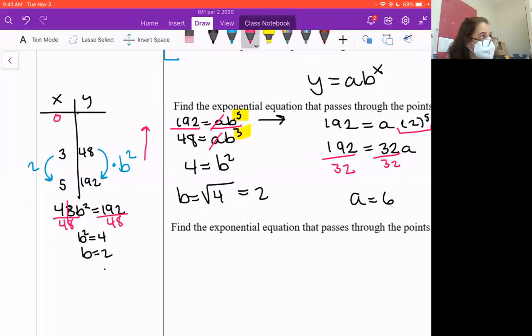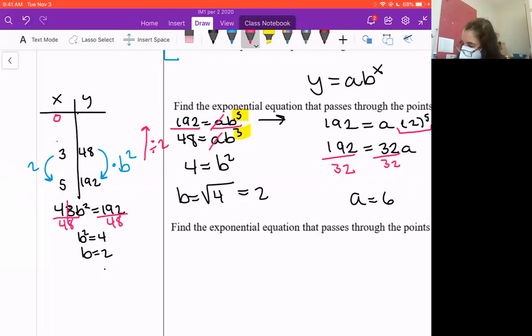And I can do that since b is 2. I can work backwards by just dividing by 2. I work down the table by multiplying by 2, but I work backwards by dividing by 2. So 3, if I work backwards, the next number would be 2.